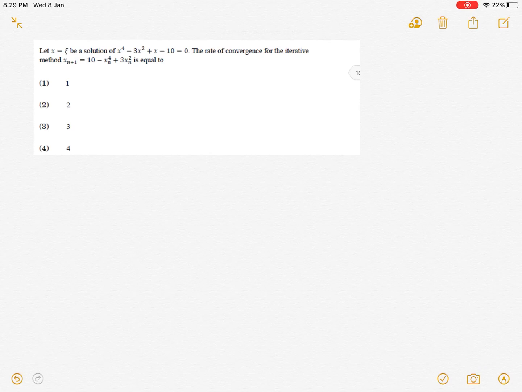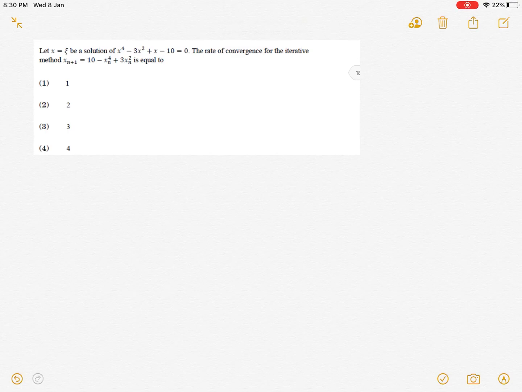Today I am going to discuss a problem of CSIR NET December 2019's problem of numerical analysis. Here we are given that x equal to xi is a root of this biquadratic equation, and we have to find the rate of convergence for the iterative scheme given by x_{n+1} = 10 - x_n^4 + 3x_n^2. For this, let us solve this problem.